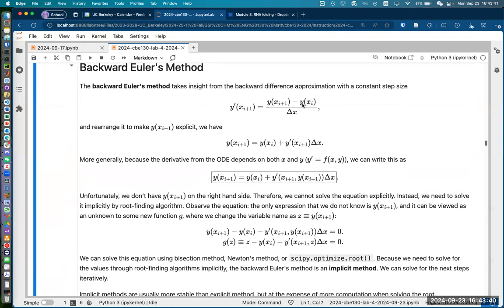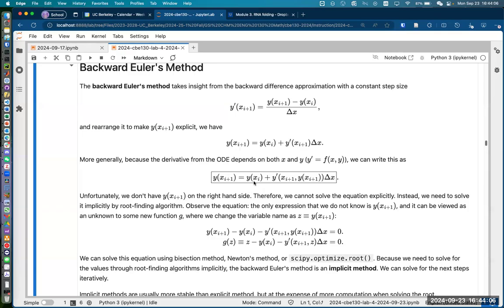So the backward Euler method takes inspiration from the backward difference approximation with a constant step size. So here is the backward difference. It's basically assigning the same thing, but to x of i plus 1 instead of x of i. So if we rearrange this for y of x i plus 1, then we'll get this expression. And because the derivative in the ODE is not only dependent on the independent variable x, but also on the dependent variable y, we can also write it in terms of this.